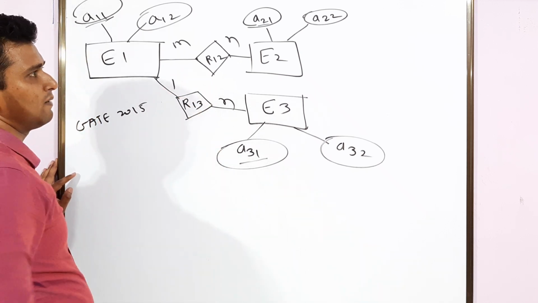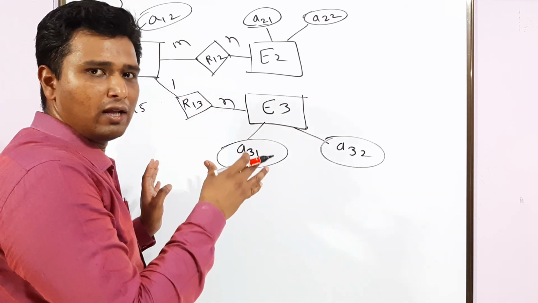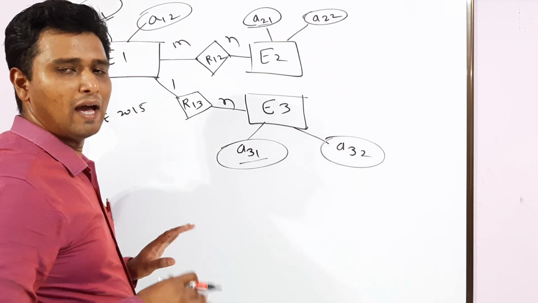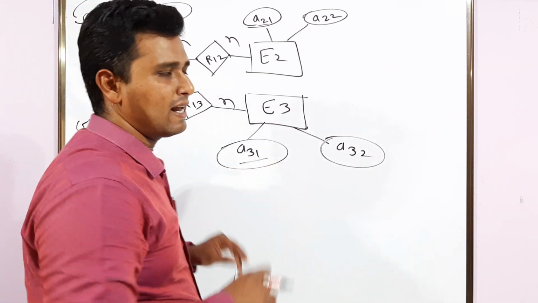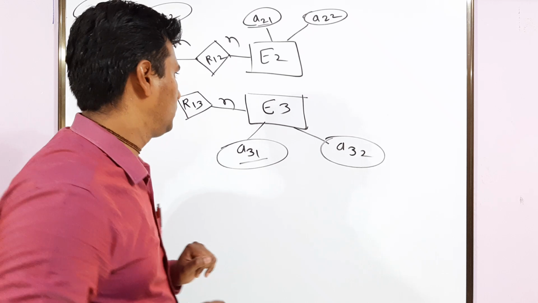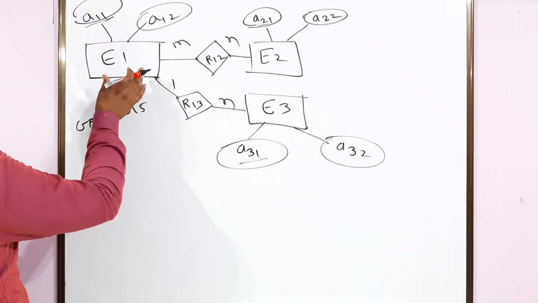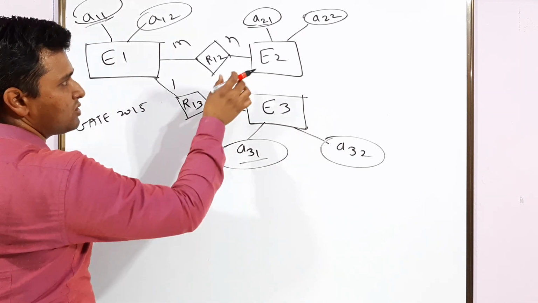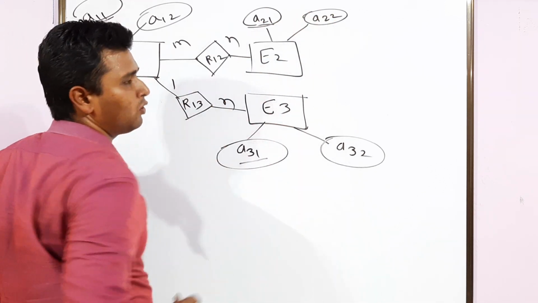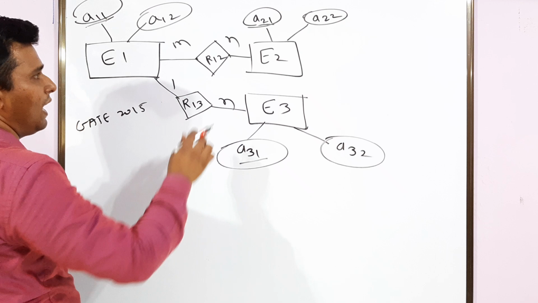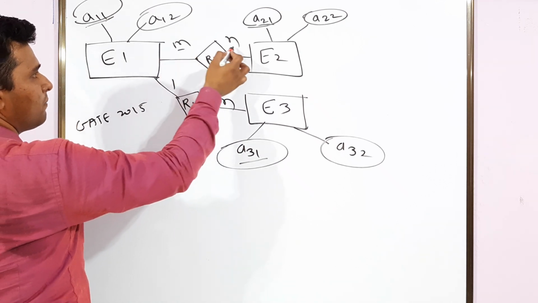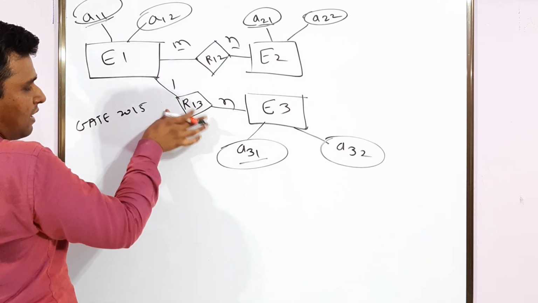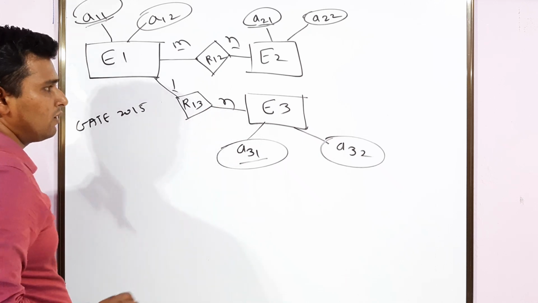I have drawn this diagram, so you can also draw the ER model by reading the question. It is very easy, and it is always better to draw this ER diagram because it gives a clear picture. So here E1 has attributes A11 and A12, where A11 is a key, and E2 has attributes A21 and A22, where A21 is a key, as given in the question. This has an R12 relationship, an M to N relationship, and this is R13, an M to 1 to N relationship.